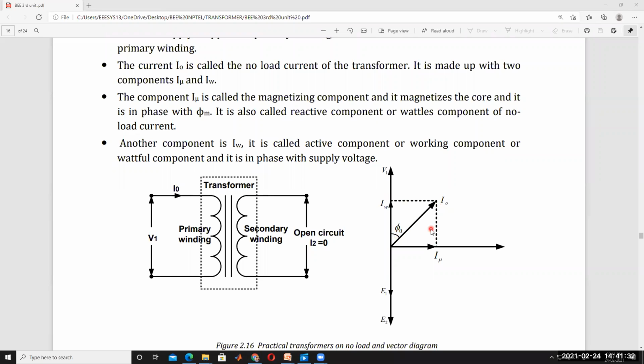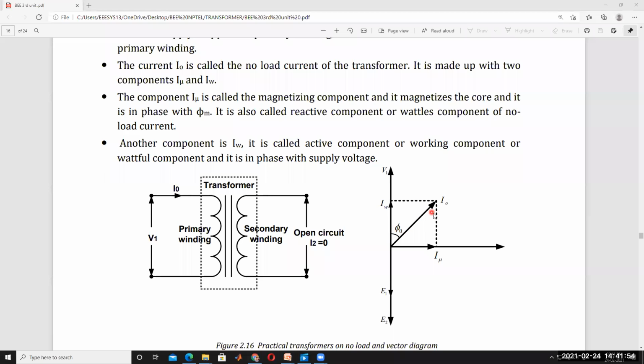The angle between the supply voltage and the no load current is called the power factor angle. Cos phi naught is called the no load power factor of the transformer. Understood? Here phi naught is called the no load power factor angle.